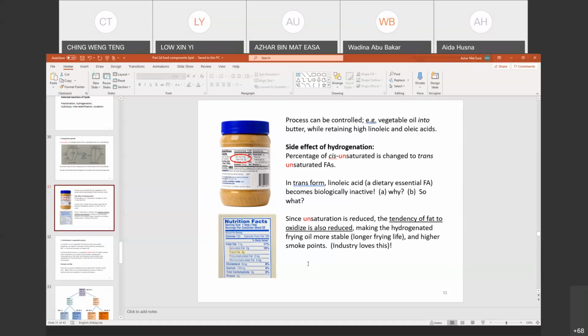Since unsaturation is reduced, the tendency of fat to oxidize is also reduced, making the hydrogenated frying oil more stable, with longer frying life and higher smoke points. So industry loves this, but when it comes to your body, well, the essential fatty acid is no longer available. Why? Because we are not used to the trans fat. We don't know what to do with trans fat. We are so used to the cis form. Okay, it's not so good for health.